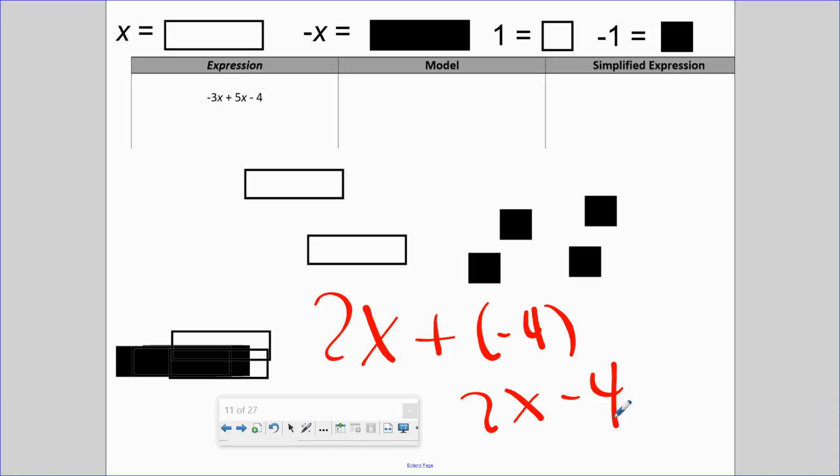By the way, is it okay to say negative 4 plus 2x? Is there anything wrong with saying that? No. Remember, in the commutative property, it does not matter if you're adding the first term to the second term or the second term to the first term. They will be equivalent.